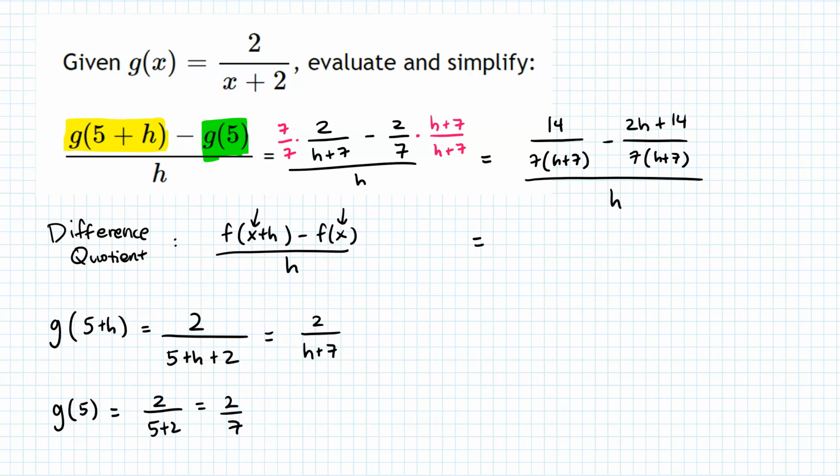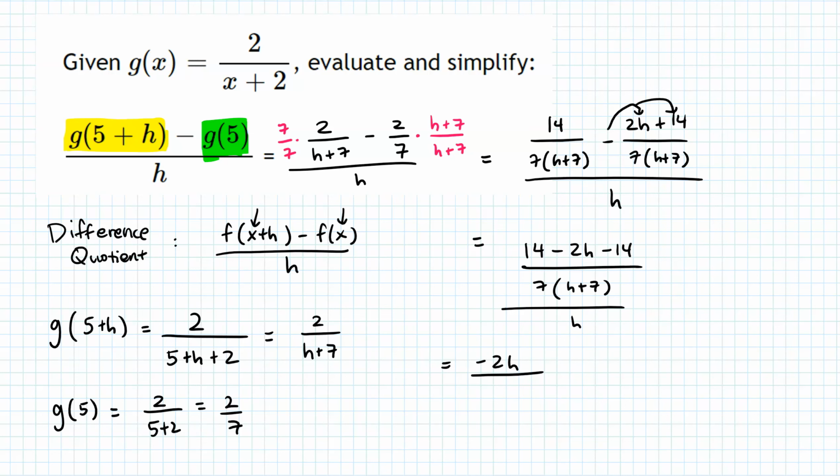Now the numerator, I can combine into a single fraction, so that's going to be 14 minus 2h. Don't forget to distribute the negative sign to both of these terms. And so that is going to equal negative 2h over 7 times h plus 7. And instead of dividing that by h, I'm going to go ahead and multiply by the reciprocal. So that's going to be 1 over h like that.